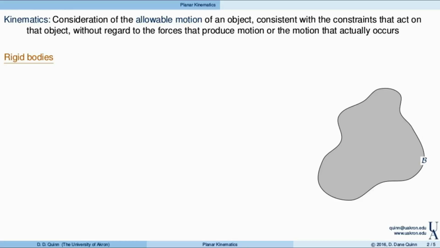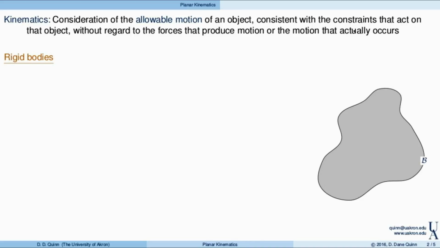So, in general, kinematics is the consideration of the allowable motion of an object. Right? So the idea is what could an object do? Not necessarily what it does, but what could it do? So this has to be consistent with the constraints that act on that object. So if there are sliding constraints or parts of the object that are pinned, the kinematics have to reflect that.